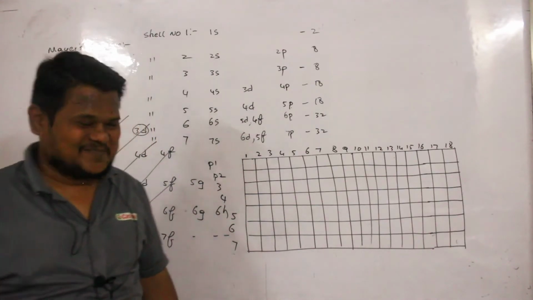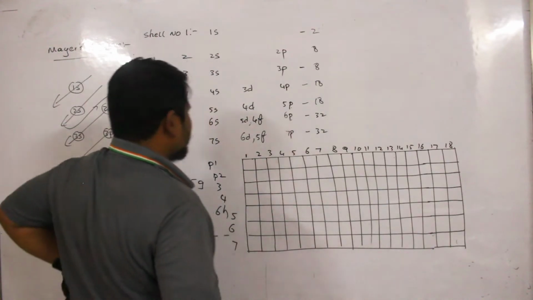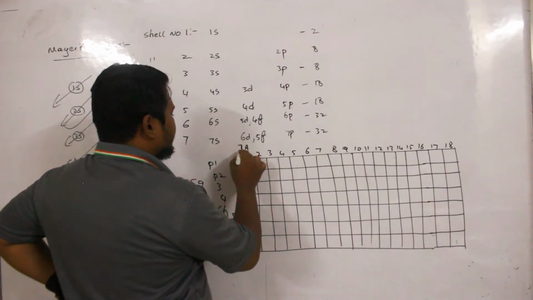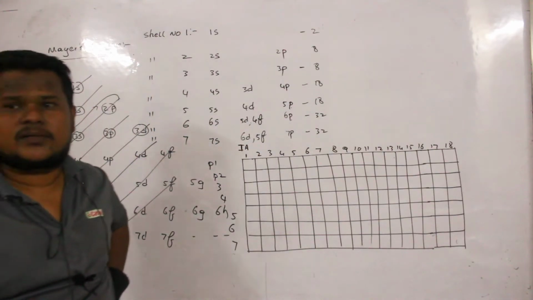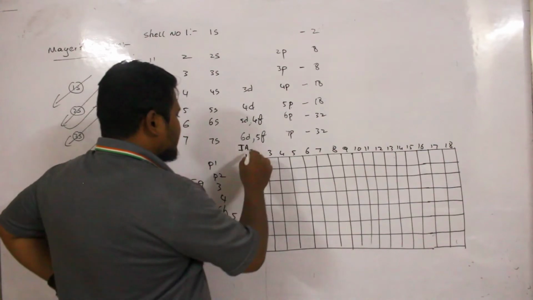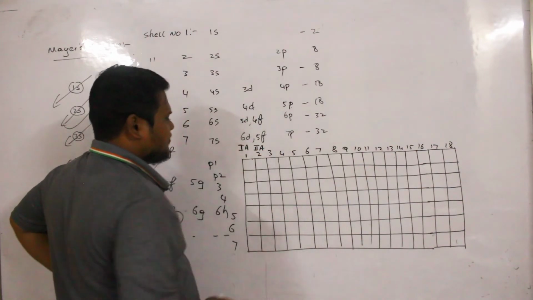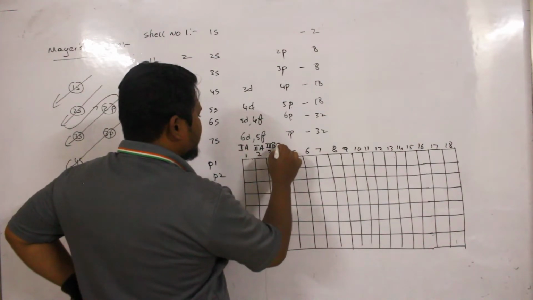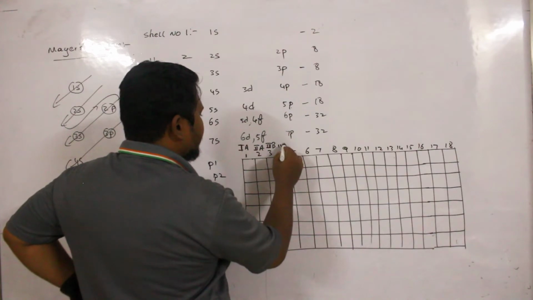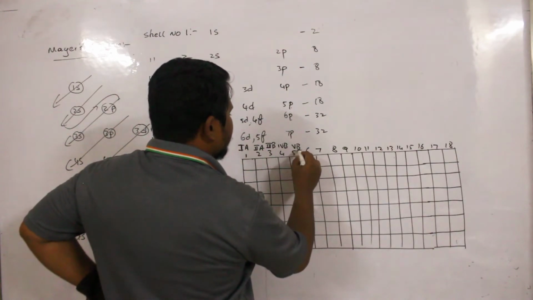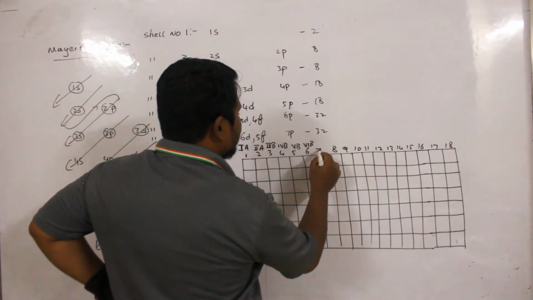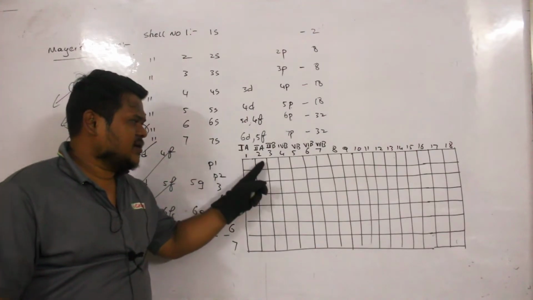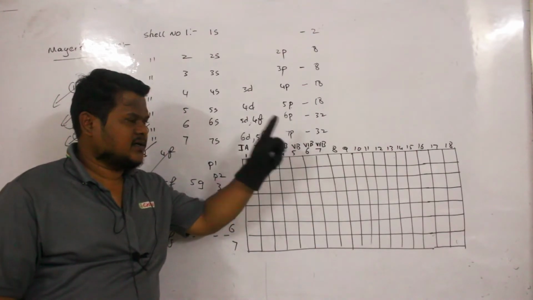Previously they were called by another name. So let us write those names also here. Previously, this first column was called 1A. Then the second was called 2A. Then this third one was called 3B, 4B, 5B, 6B, 7B. These were the names: 1A, 2A, 3B, 4B, 5B, 6B and 7B.